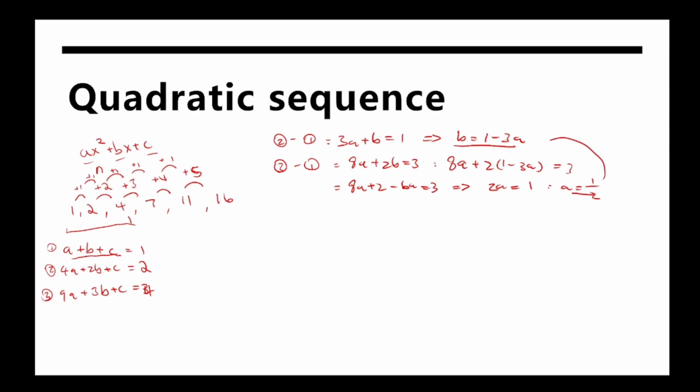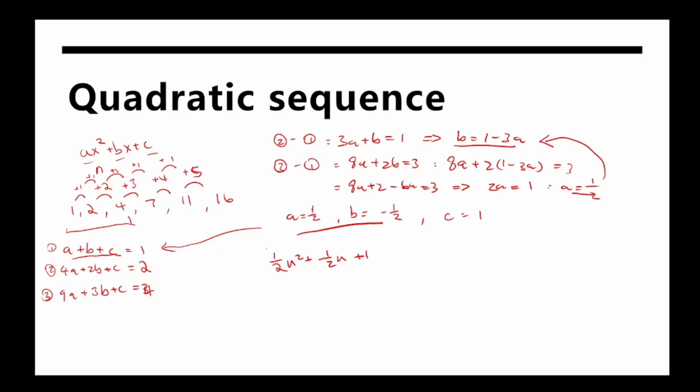And substituting the a value back, a equals 1 over 2, b equals 1 minus 3 over 2, which is negative 1 over 2. And bringing these two values into equation 1, we get c equals 1. So the expression will be half n squared plus negative half n plus 1.